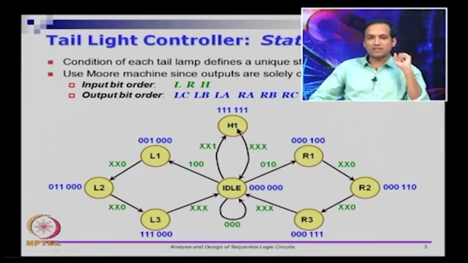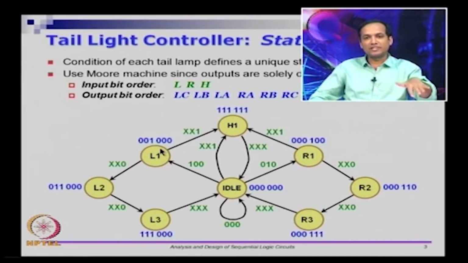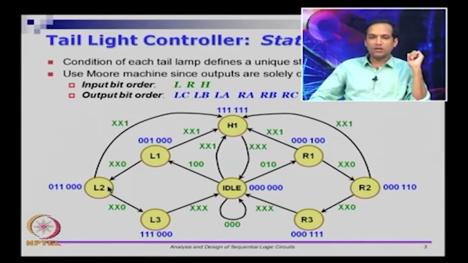Now I have to take care of several other transitions. From L1 I have an XX0 transition, which means it takes care of all combinations of L and R, but H being 0. What about the case where H is 1? If H is 1, even if from L1 I press the left indicator but I see a problem, I immediately want to go to hazard. So that means from L1 you directly go to H1. Similarly from R1 you directly go to H1 the moment you see that there is a hazard, and you will need that from L2 also.